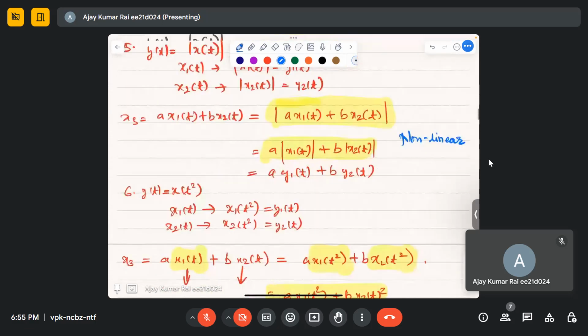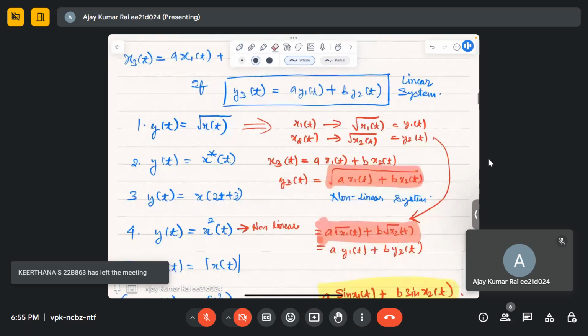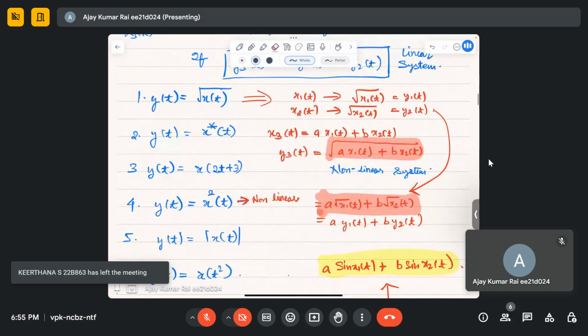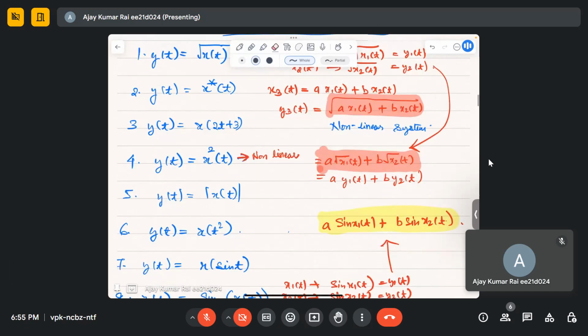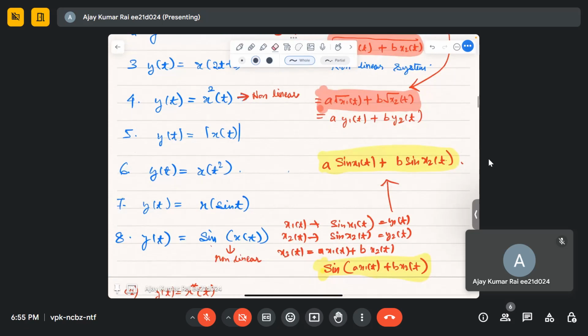Okay. You just see. First one was non-linear because there was a square root. Second one, conjugate on x. Third one, no operation on x. Fourth one, x square. That's why it's non-linear. Fifth one, we are doing the mod of x, right? So that's why it is non-linear.